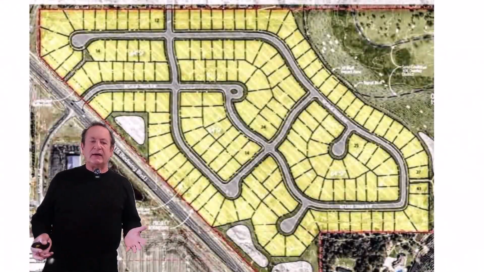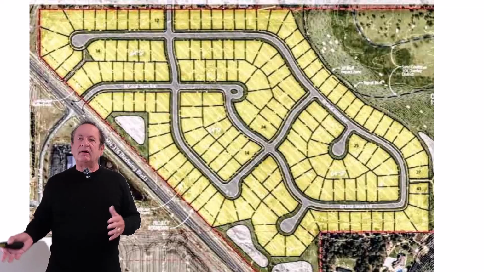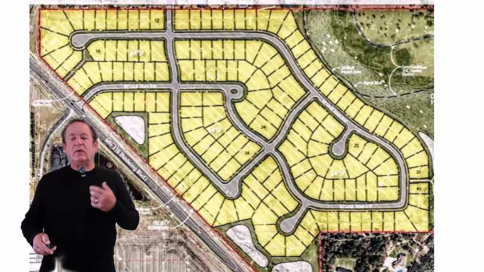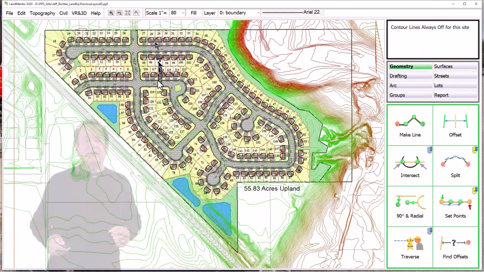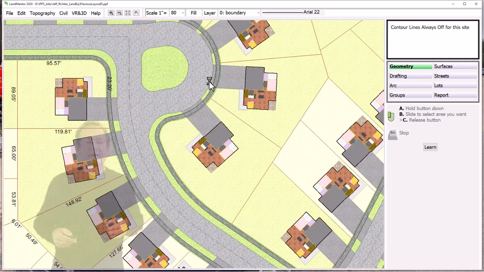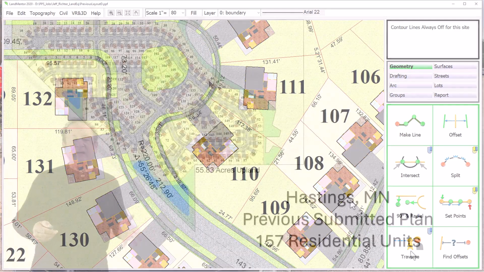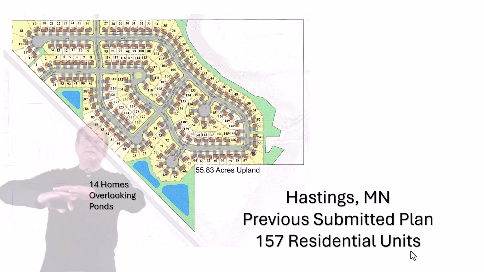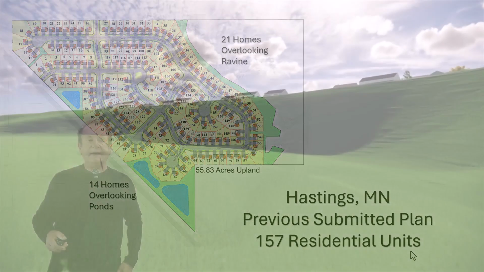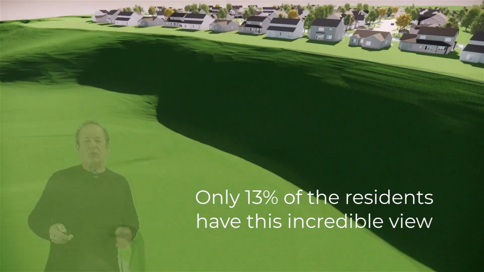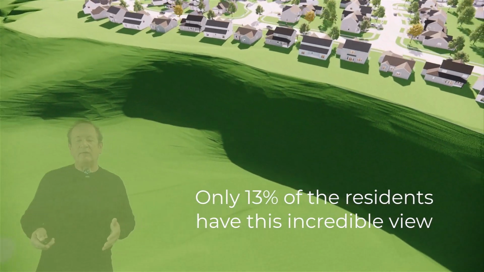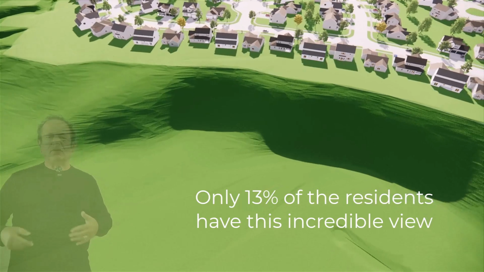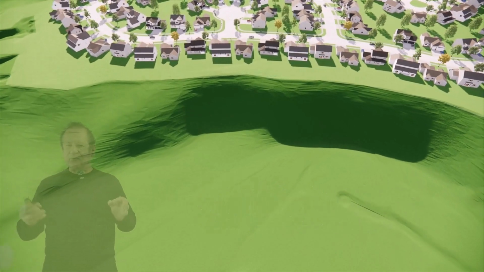It was a hand sketch that was submitted to the city. They had 157 lots. We replicated the geometry for an accurate comparison. We have about 14 premium lots that overlook ponds and 21 homes that overlook a several hundred acre ravine. As you can see on the topo, it drops quite a bit. So only 21 of the 157 homes, or 21 of the residents, really have a premium view.